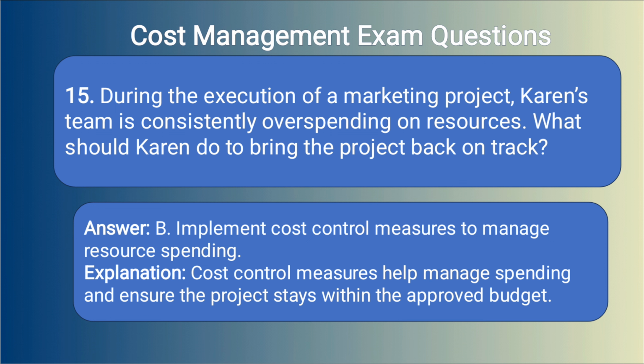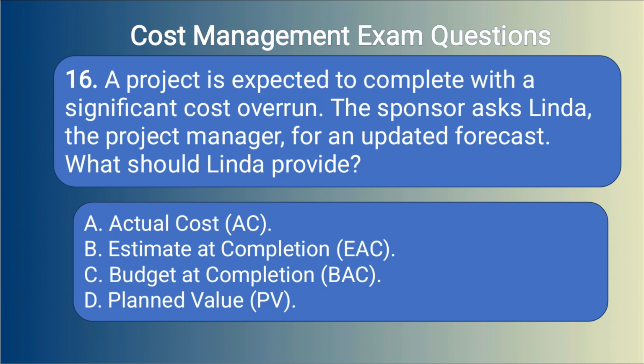Answer: B. Implement cost control measures to manage resource spending. Explanation: Cost control measures help manage spending and ensure the project stays within the approved budget. 16. A project is expected to complete with a significant cost overrun. The sponsor asks Linda, the project manager, for an updated forecast.